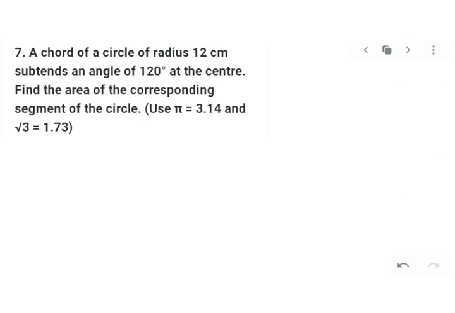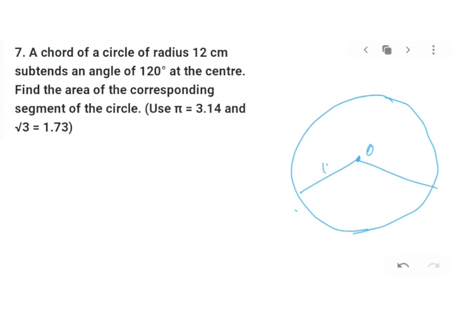Next we have problem number 7, which says a chord of a circle of radius 12 centimeter. So I'll draw a circle. This is center. This is radius 12 centimeter. This is chord. Subtends 120 degree at the center. The central angle is given as 120 degree. Find the area of corresponding segment of the circle. So you have to find area of segment.